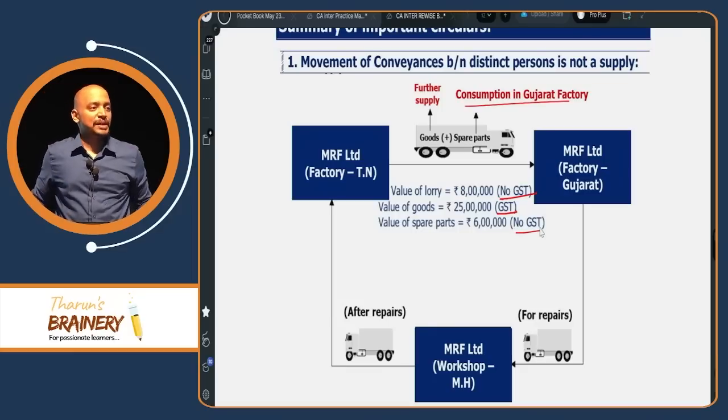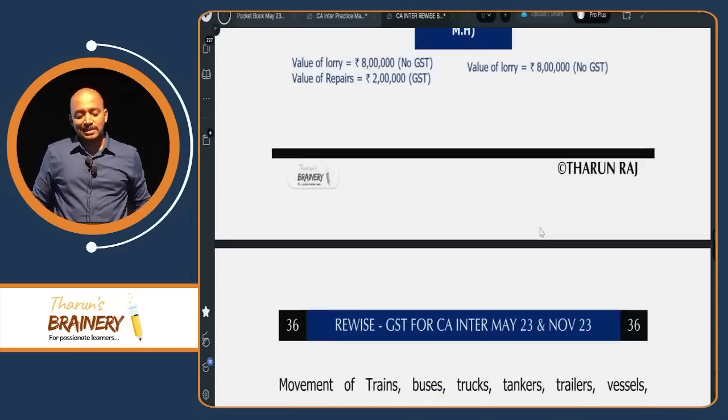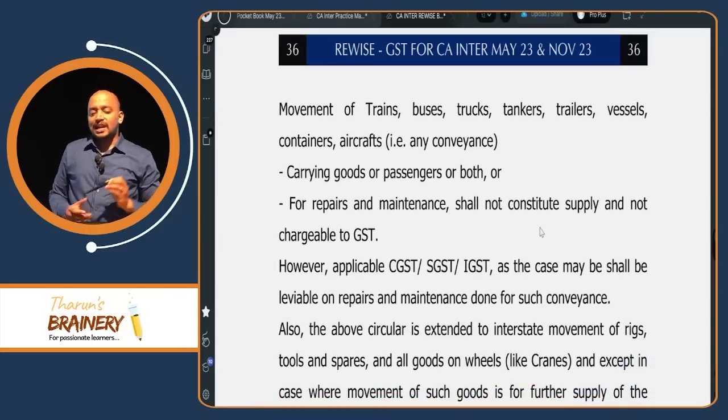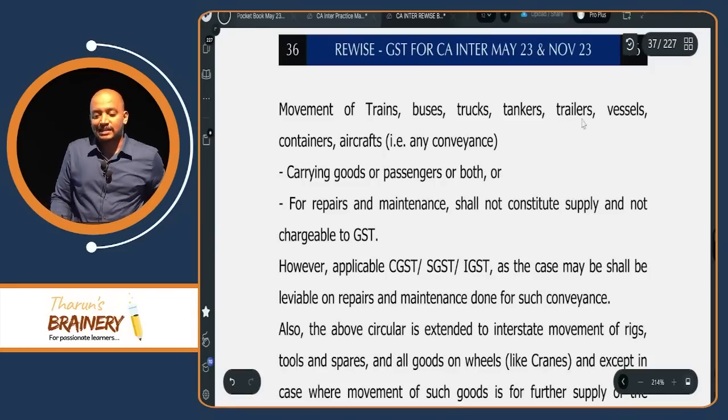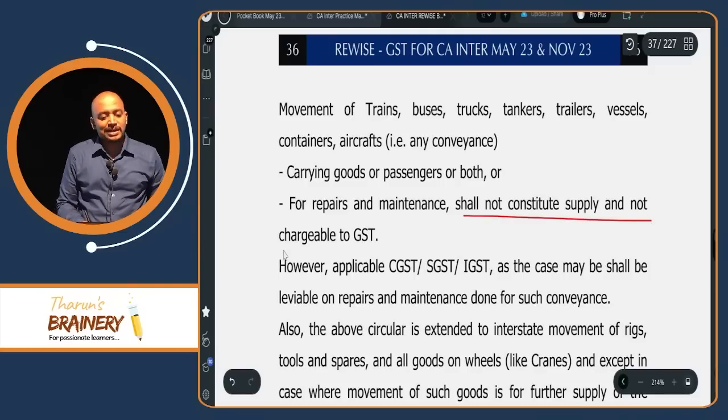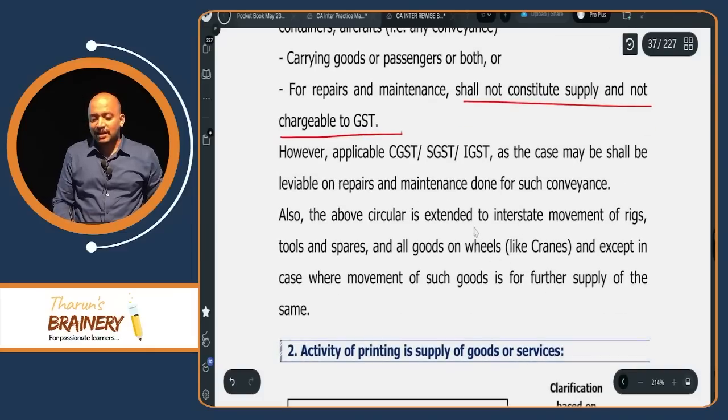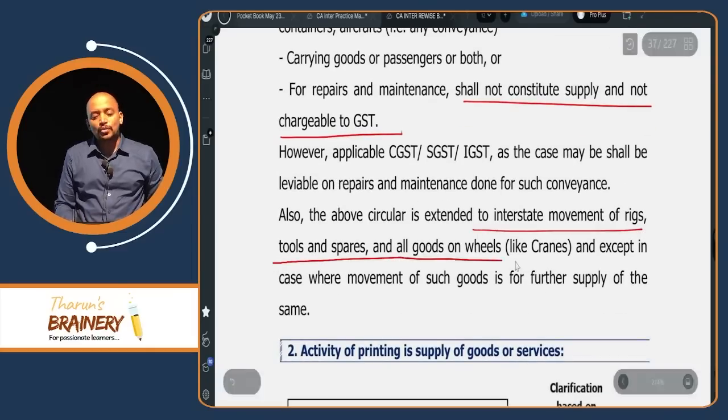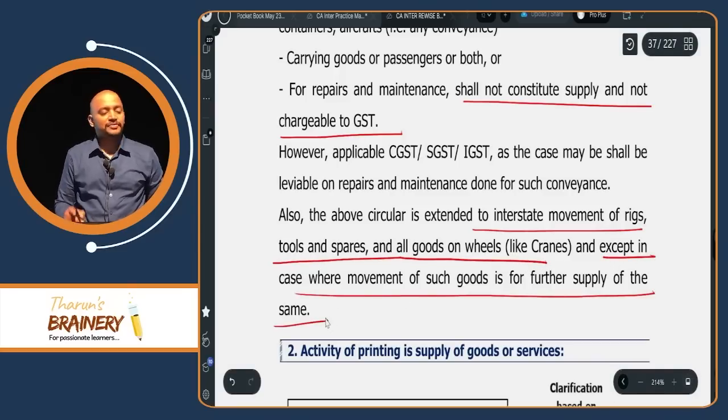Then also GST not payable. Is it clear? So, that is this point. Movement of train, bus, truck, tanker, trailer, vessel, container, aircraft, etc., carrying goods or passengers or both, or for repairs or maintenance shall not constitute supply and is not chargeable to GST. Same way, the circular is extended to interstate movement of rigs, tools and spares and all goods on wheels, except in case where the movement is for further supply of the same.